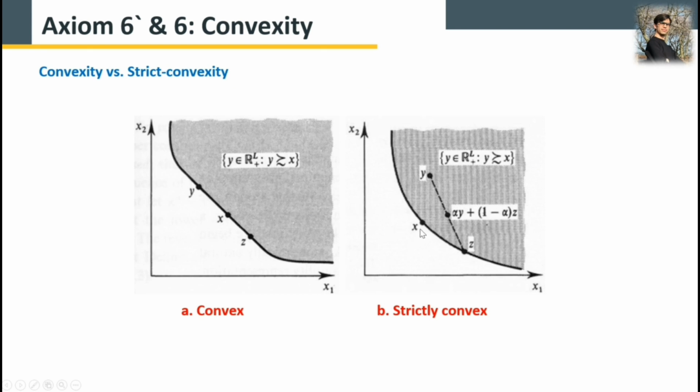If we keep the axiom of local nonsatiation and also the axiom of monotonicity, then this point is strictly preferred to this point. It means the combination of alpha y plus 1 minus alpha z is strictly preferred to x. That's why this is strictly convex.